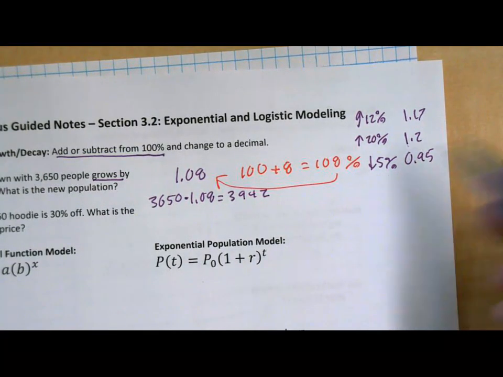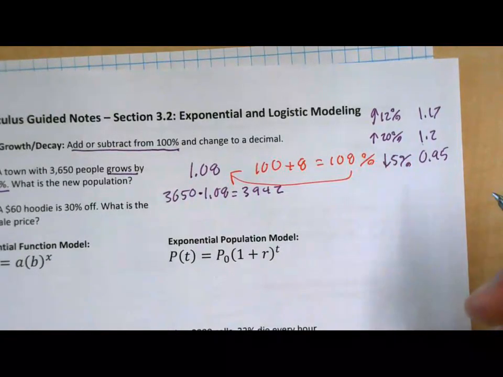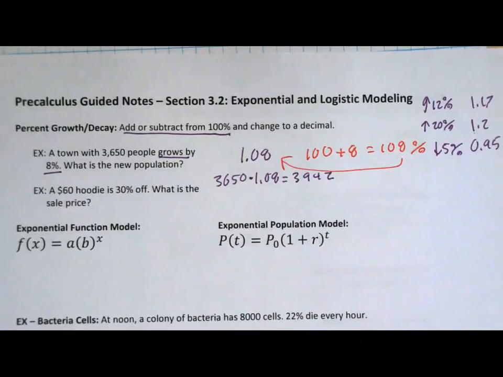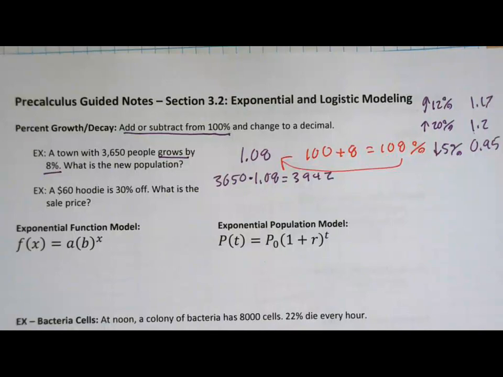We good there? All right, so a $60 hoodie is 30% off. Can you guys do this in your head, or do you got to use an app for this when you're shopping? That's a $42 hoodie. That's easy. It's 42 bucks. Well, you don't need a calculator.